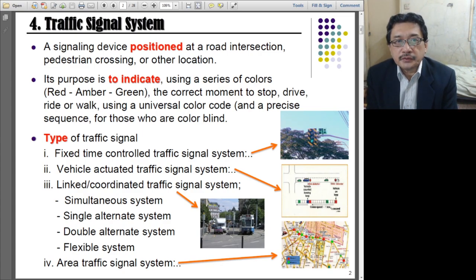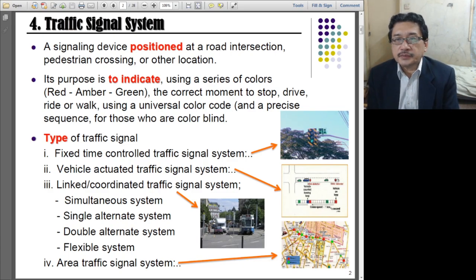Its purpose is to indicate, using colors such as red, amber, and green, the correct moment to stop, drive, ride, or walk, using a universal color code and a precise sequence for those who are color blind.